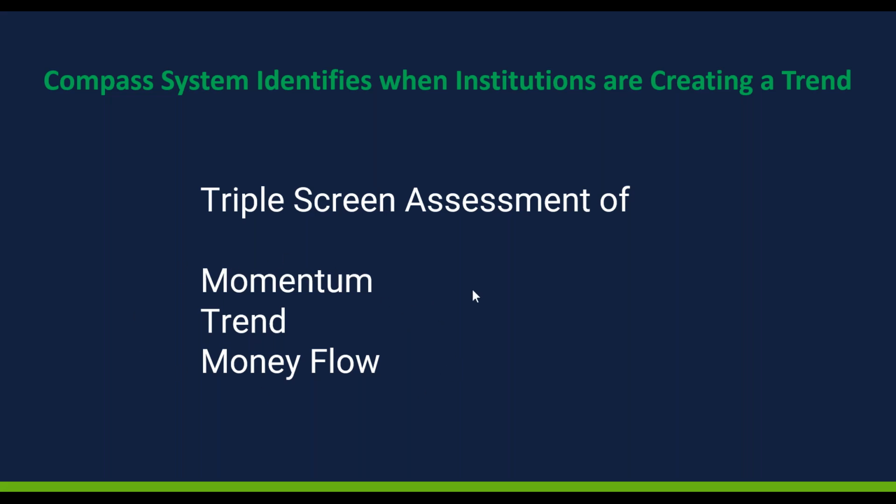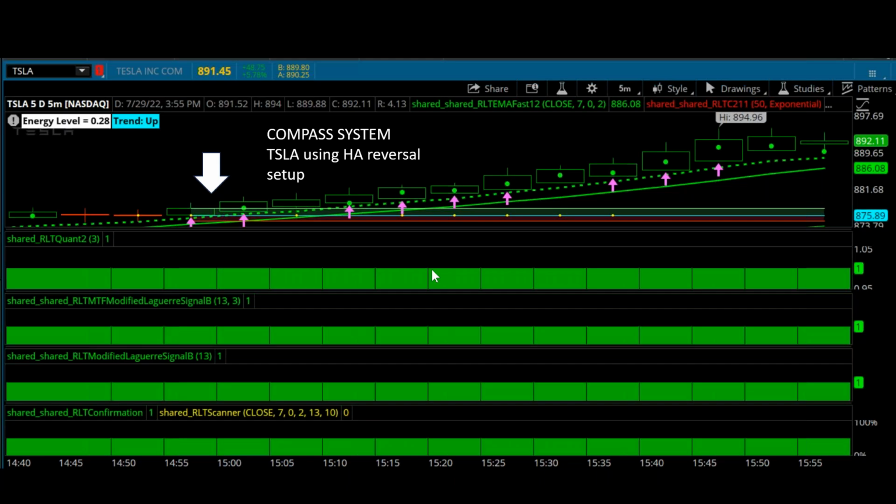All three of these lined up across multiple time frames gives you a huge high probability that the institutions are in there right now. I just kind of wanted to show, we're going to go over a bunch of charts after we get through options, but this is what the Compass system looks like on ThinkorSwim.